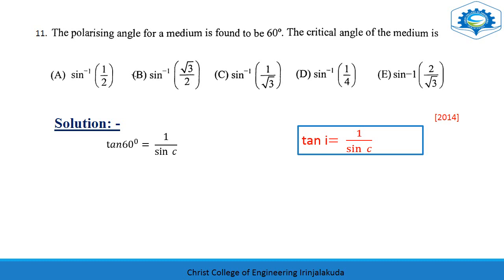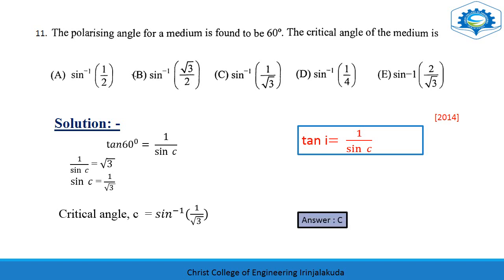The polarizing angle is given as 60 degree. So tan 60 is equal to 1 by sin C. Tan 60 is root 3. So sin C is equal to 1 by root 3. Therefore, the critical angle C is equal to sine inverse 1 by root 3. So the answer is option C.